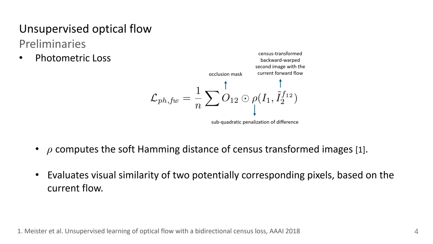Now what we do is to backward warp the second image with the current forward flow, and if the flow is accurate, the correspondence is brought back to the position of the reference pixel, and they should be visually similar. Of course, in this case, occluded regions are masked out.